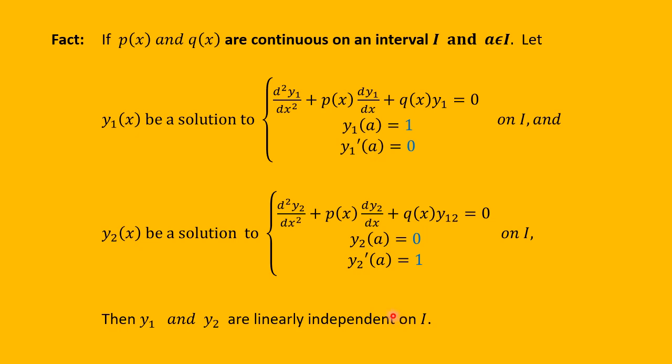So this is important because if we have two linearly independent solutions to this same differential equation, different initial conditions obviously, then these two linearly independent solutions can be used to find the general solution, which will just be an arbitrary linear combination of these two functions.